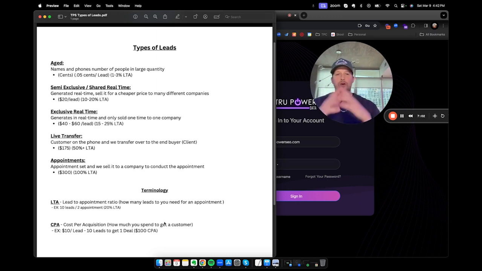You want to spend a couple $1,000s on a test and do the math backwards. Say, hey, what percent of appointments did we get? And did we close any deals? And what does that make our cost per acquisition? So don't really worry about the price per lead. Don't worry about the leads that are not answering. If you're buying an aged, semi-exclusive, or an exclusive lead, they're not all going to answer. And that's part of that process. Not every single lead is an appointment.